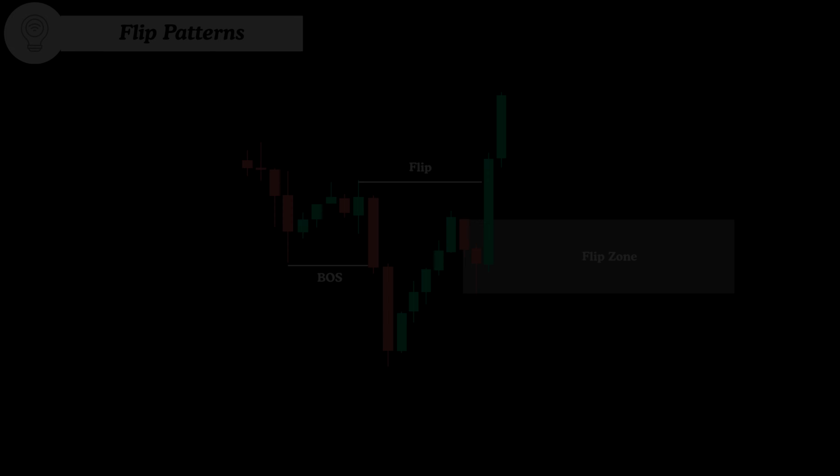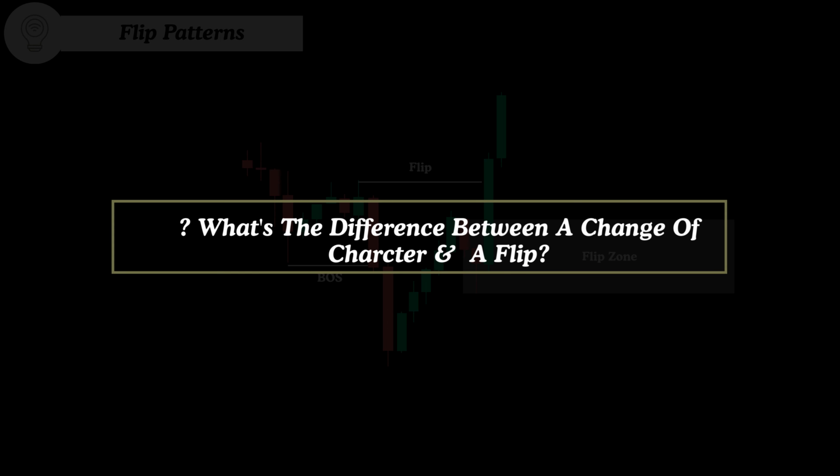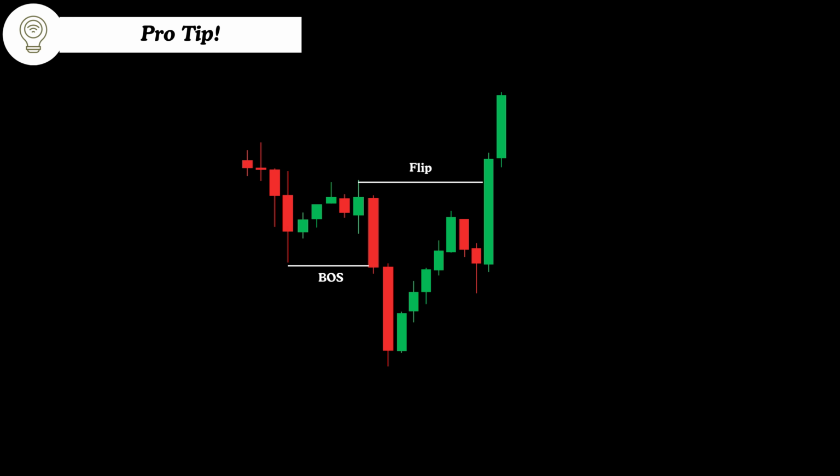Now, you might ask, what's the difference between a change of character and a flip? Flips are similar to CHOCHs because both are reversal patterns. But here's the key distinction. Every flip is a CHOCH, but not every CHOCH is a flip. Price typically reverses much faster when a flip forms, which means flip patterns provide a stronger edge than standard change of character setups. They're also more mechanical, rule-based, and easier to trade because they offer a clear entry point while signaling a potential shift in market direction.